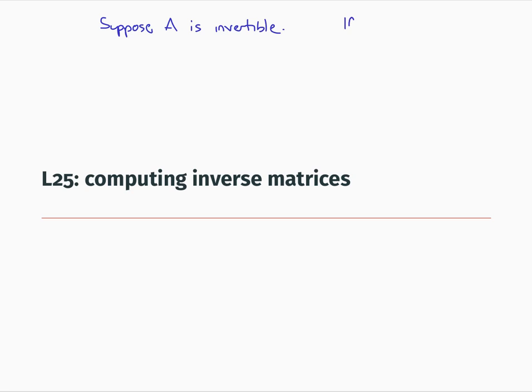Let's introduce some notation for the columns of B. We'll call the columns of B C1, C2, and so on, up to Cn. So let's say A and B are n by n. What we can say about B is that AB is equal to the identity. Using the column-wise property of multiplication, A times B is the matrix whose first column is AC1 and whose second column is AC2, and so on.